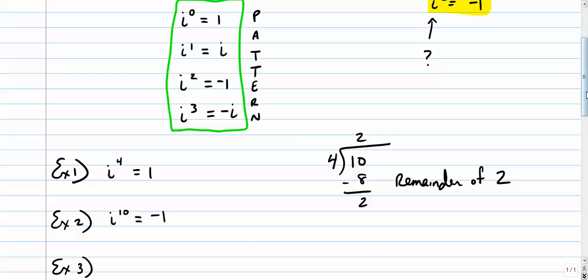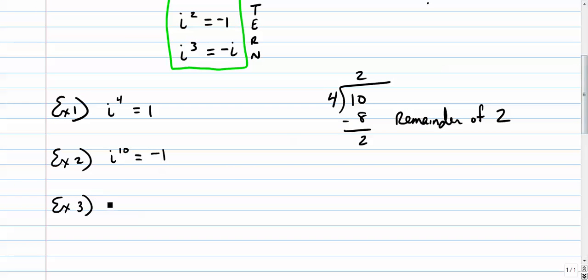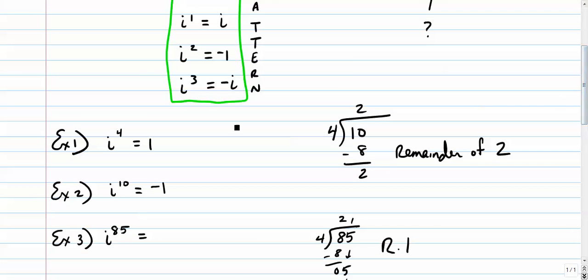Let's try another one. How about i to the 85th power. Again, 85 divided by 4. That's 2, 8. Bring down the 5, 1, 4. Our remainder here is 1. If your remainder is 1, your answer is the same as i to the first power. So this answer is just i. Okay?